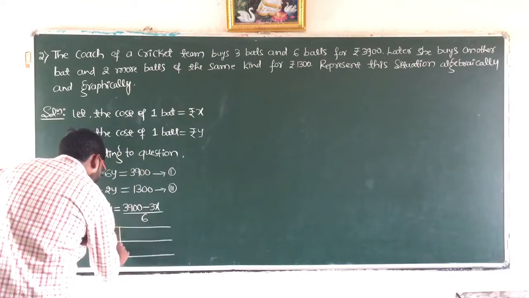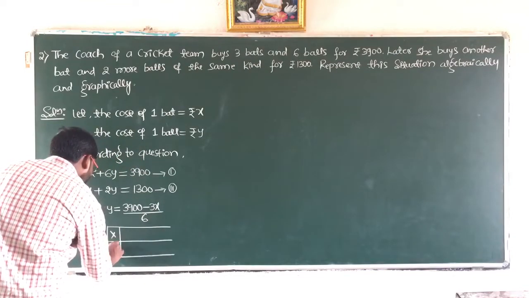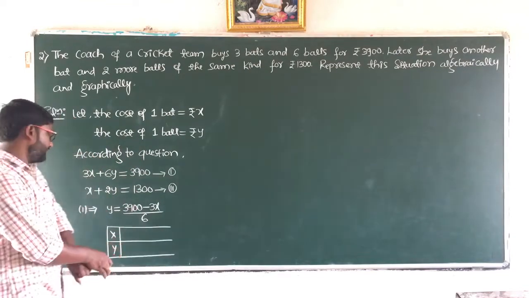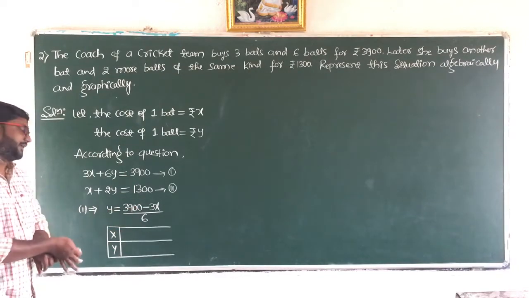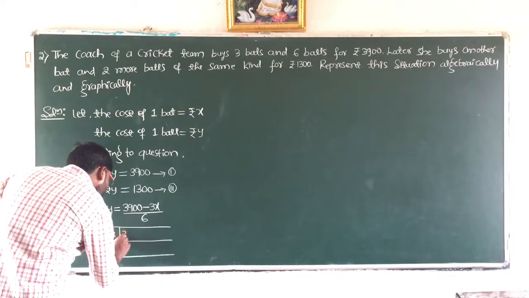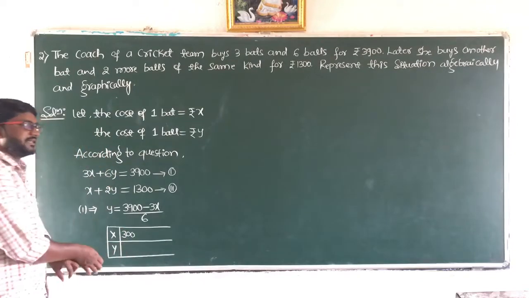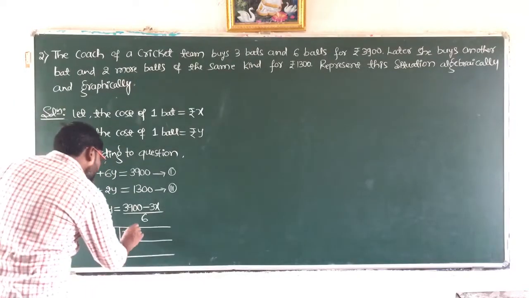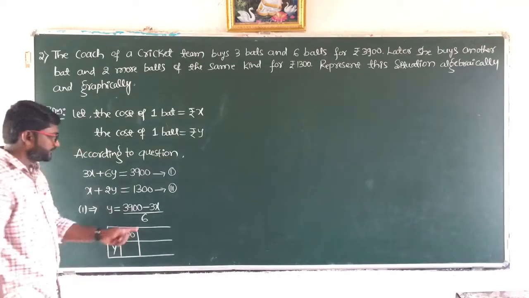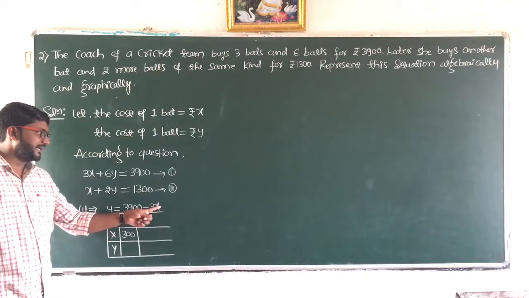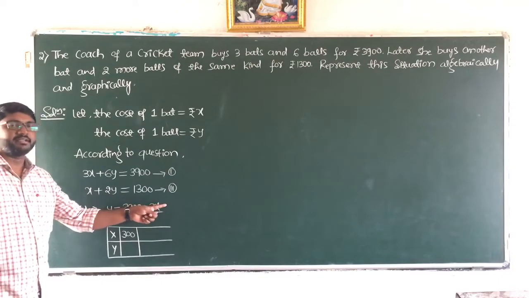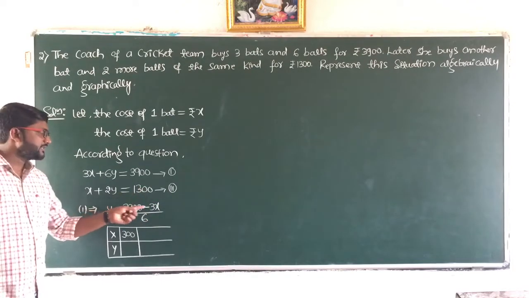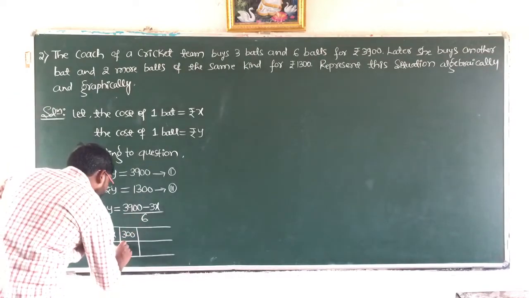So x and then y. Now the values are bigger, so I take some bigger values of x. Let us take x as 300. Then what is the value of y here? 300 into 3 will be 900. 3,900 minus 900 will be 3,000. 3,000 divided by 6 will be 500.